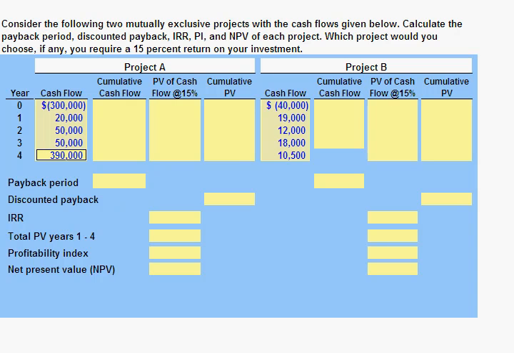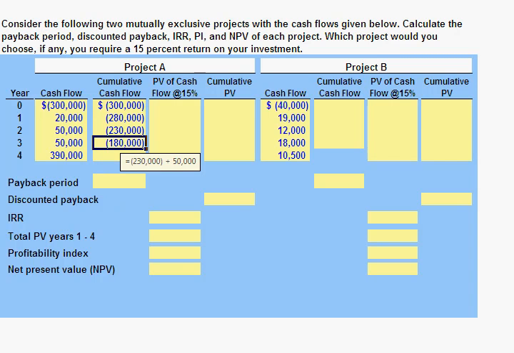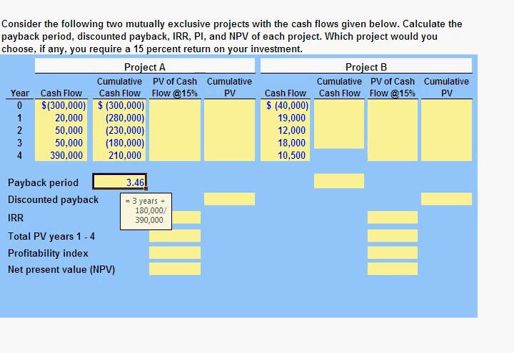Let's begin calculating the payback period for each project. For Project A, we have a cumulative cash deficit at time zero of $300,000. This is reduced to $280,000 after 1 year, $230,000 after 2 years, $180,000 after 3 years, and in the 4th year, we recover our entire initial investment. Therefore, the payback for Project A occurs sometime in the 4th year.